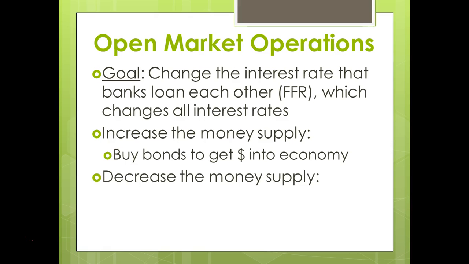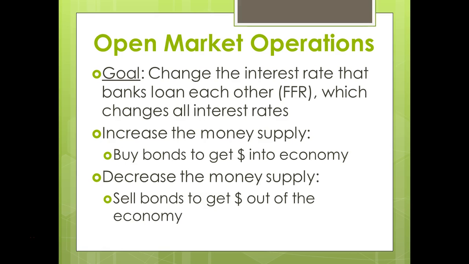To decrease the money supply, they do the opposite. They sell bonds. Because if they sell a bond to the public or banks, those buyers pay money for it, and that gets money out of the economy.